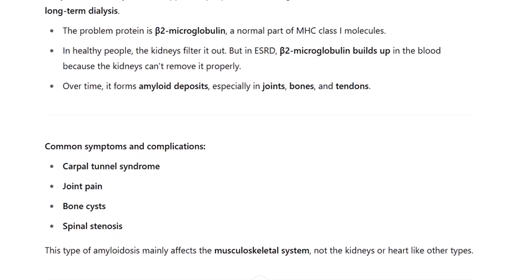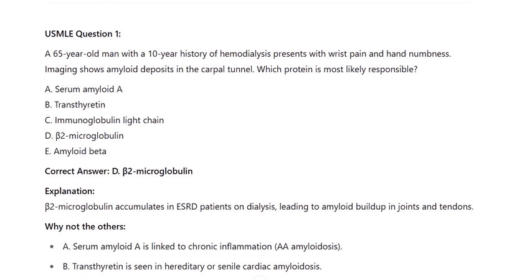USMLE Question 1. A 65-year-old man with a 10-year history of hemodialysis presents with wrist pain and hand numbness. Imaging shows amyloid deposits in the carpal tunnel. Which protein is most likely responsible? A. Serum amyloid A, B. Transthyretin, C. Immunoglobulin light chain, D. Beta-2 microglobulin, E. Amyloid beta. Correct answer, D. Beta-2 microglobulin.